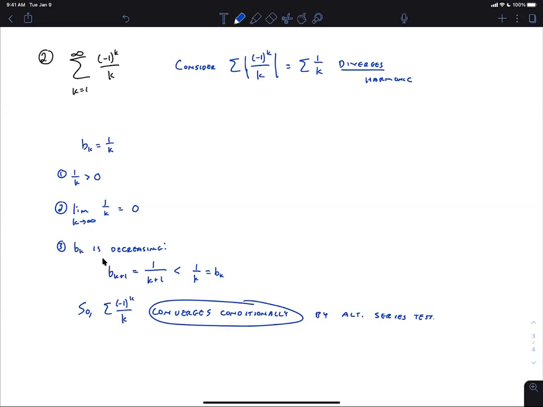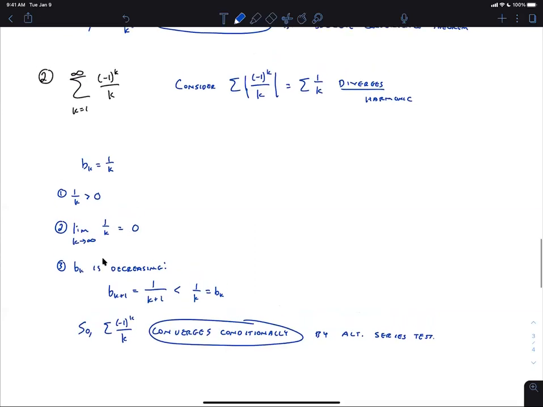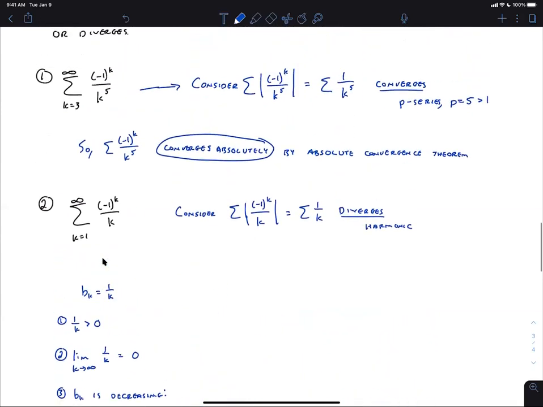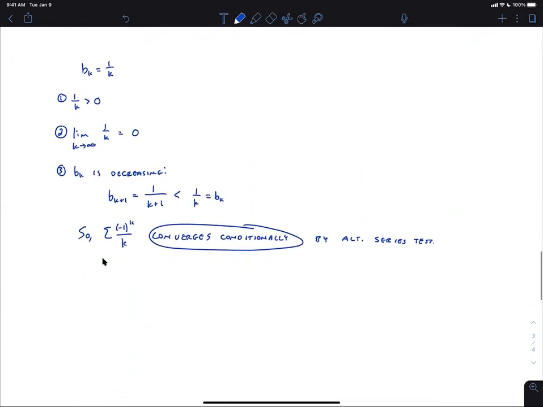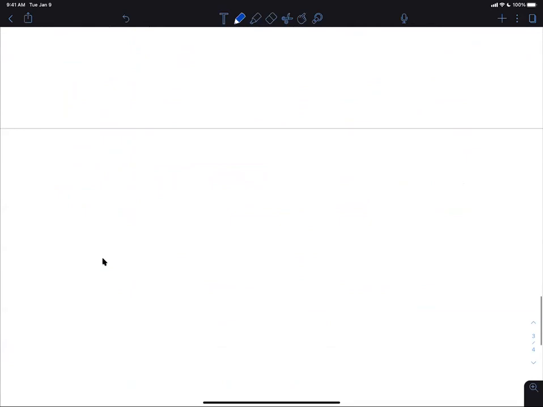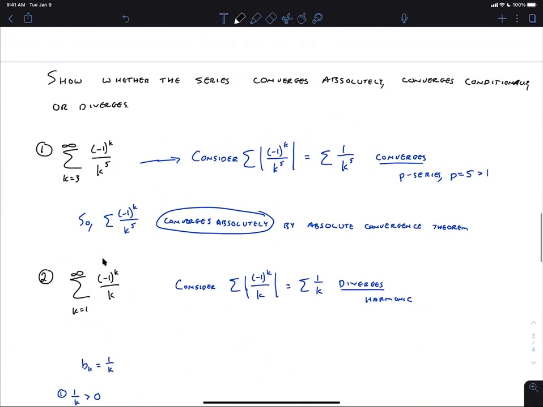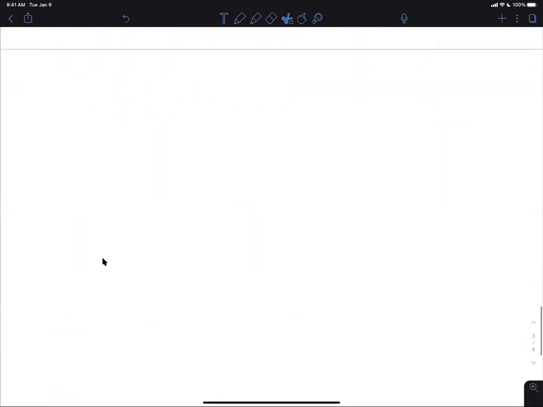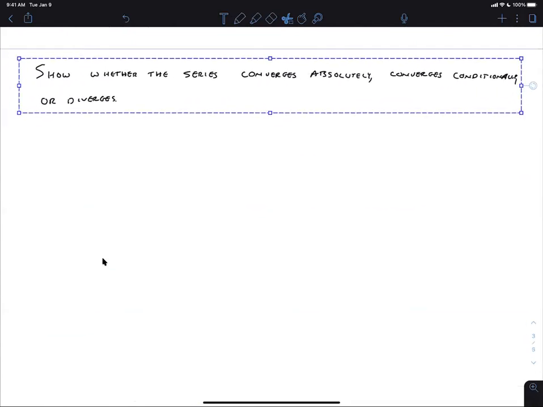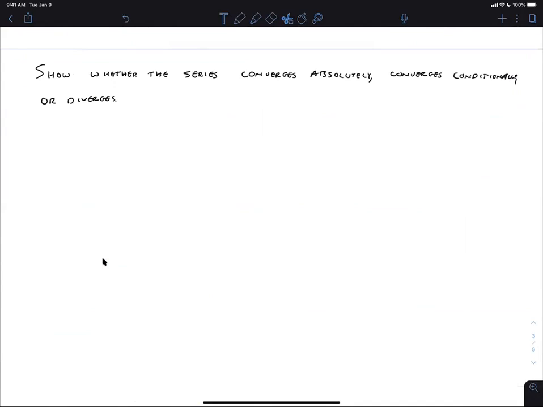Okay. I'm going to put 2 problems on the screen, and I'm going to give you a couple minutes, and I want you to go through the proofs of these. So we're going to do problem 3 and 4. So again, the directions are: show whether the series converges absolutely, converges conditionally, or diverges.